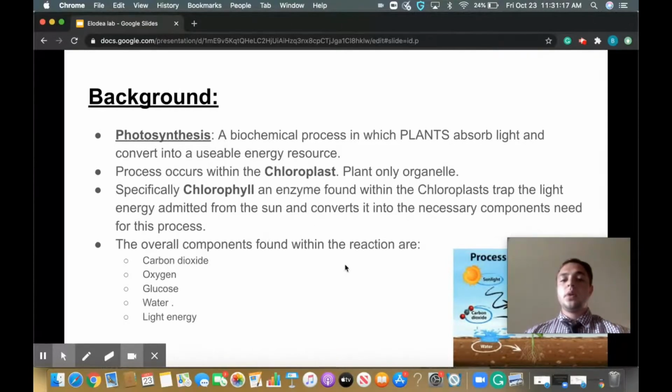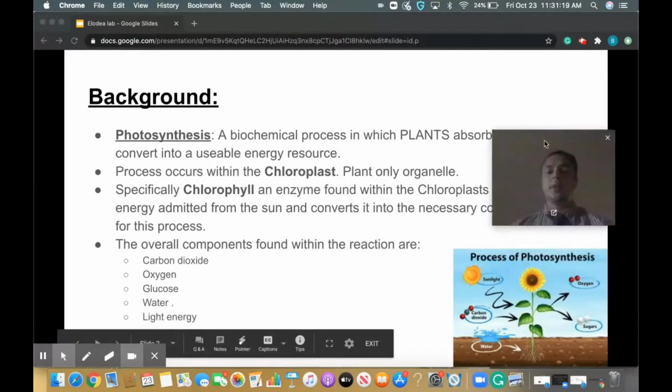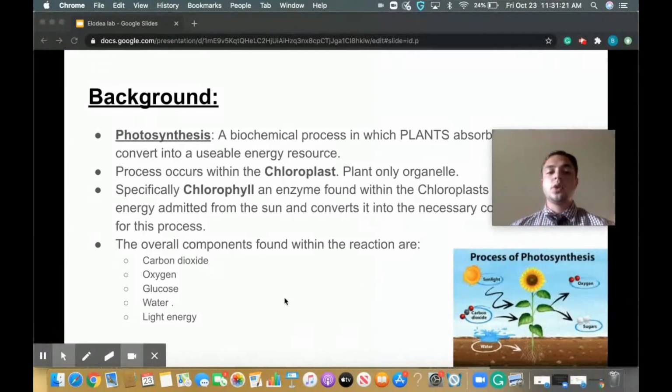So the overall components found within this reaction are carbon dioxide, oxygen, glucose, water, and light energy. If you take a look at this picture on the bottom right, you can see you have sunlight, water, and CO2 going into the plant, and the plant is producing oxygen and glucose.